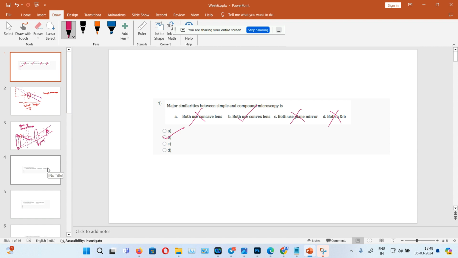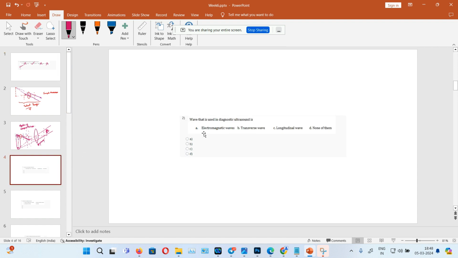Now let's move to the second question. The wave that is used in diagnostic ultrasound is: electromagnetic waves, transverse waves, longitudinal waves, or none of them. So now we can see what will be the most appropriate answer. These are multiple choice questions, so the thing which matters is the most appropriate answer. Let us see which one is most appropriate.